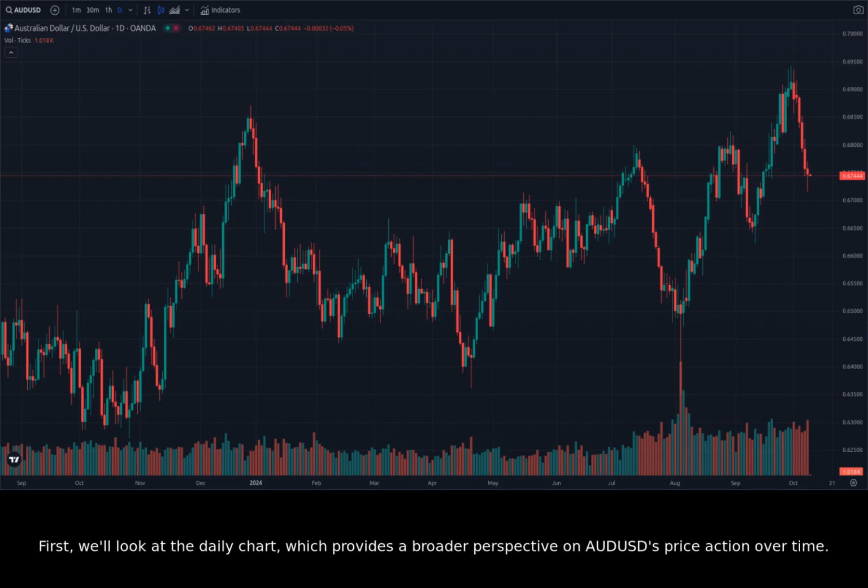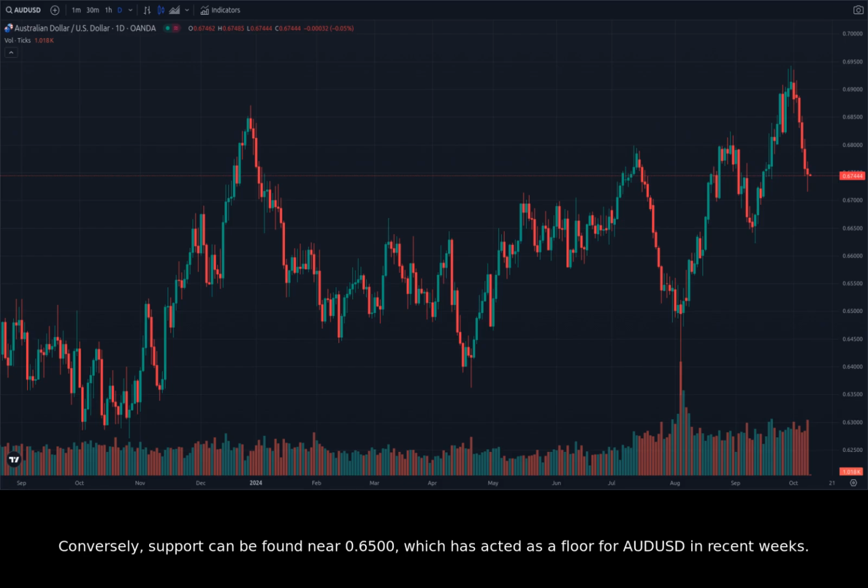First, we'll look at the daily chart, which provides a broader perspective on AUDUSD's price action over time. Zooming out to encompass the past several months, we can see a trend of volatility and indecision. The pair has oscillated within a defined range, with several key price levels emerging. One of the key resistance levels we've observed is around 0.7000. This level has acted as a ceiling for the pair on multiple occasions.